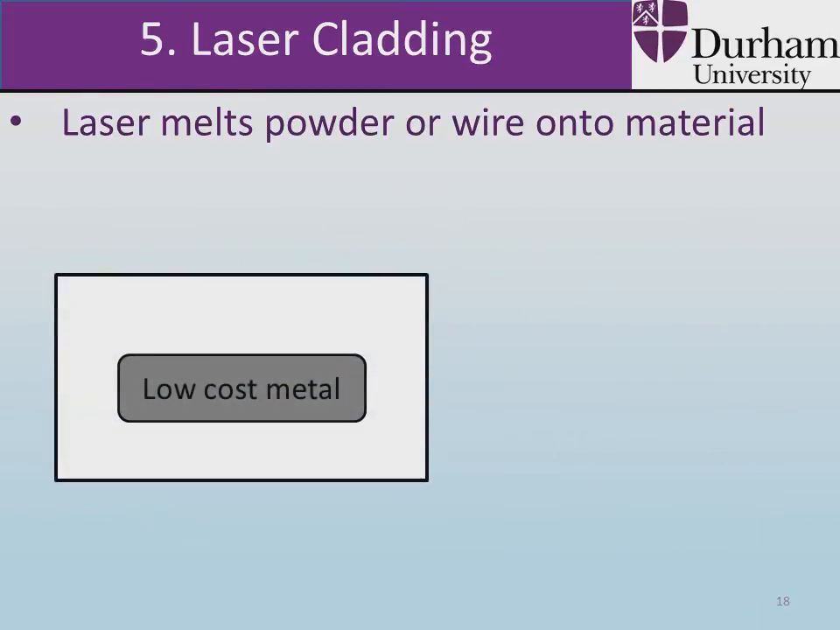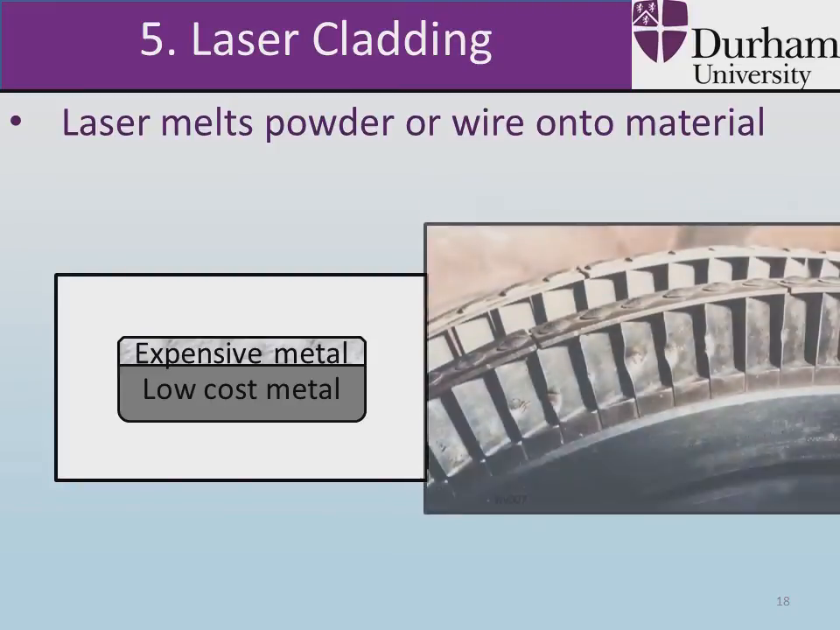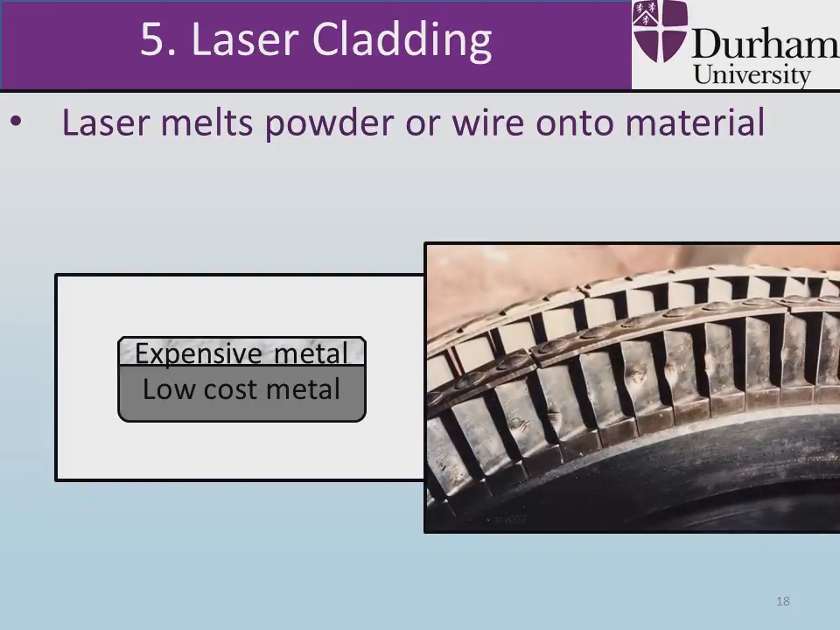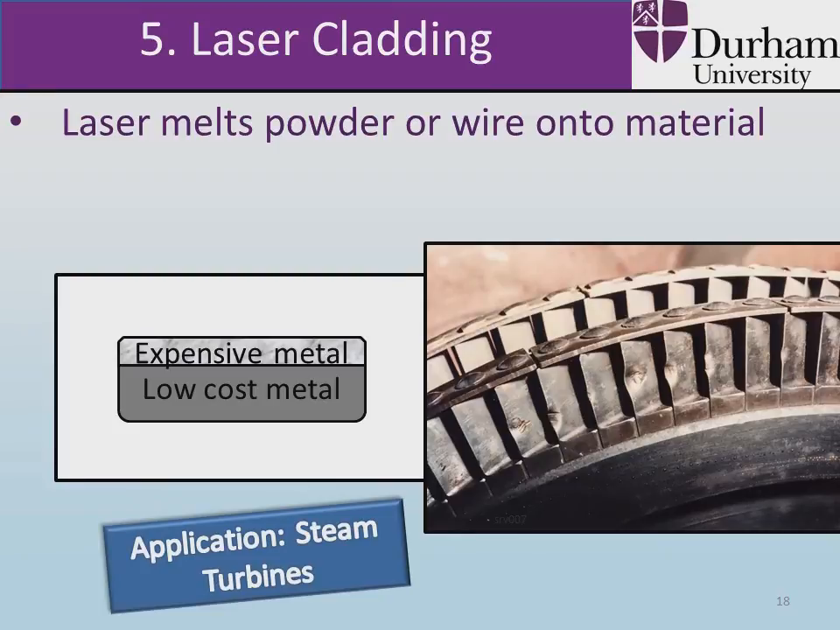Low-cost materials can be coated with more expensive materials with more attractive appearances, such as coating low-carbon steel with stainless steel. Laser cladding is used to provide corrosion resistance for turbine blades in steam generators.